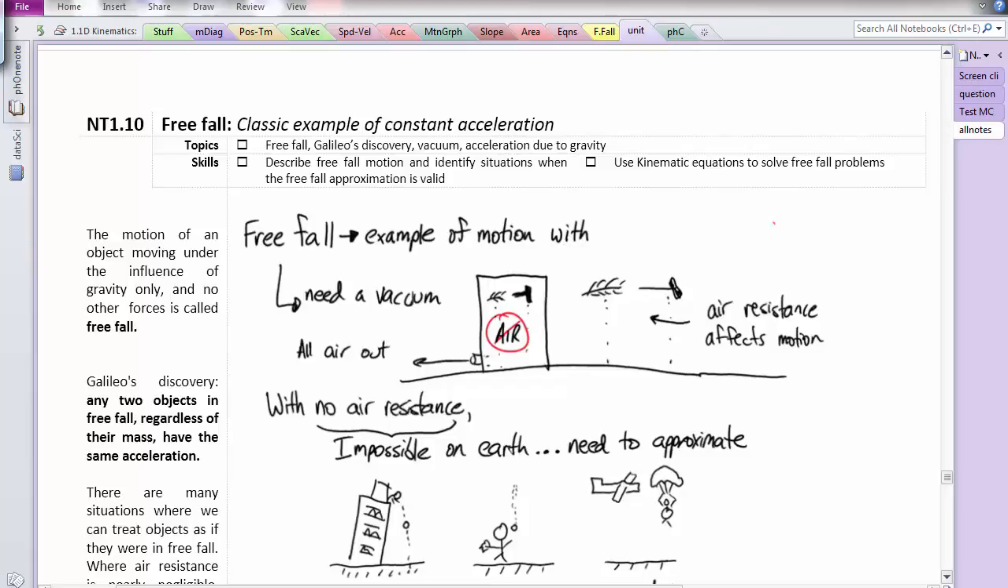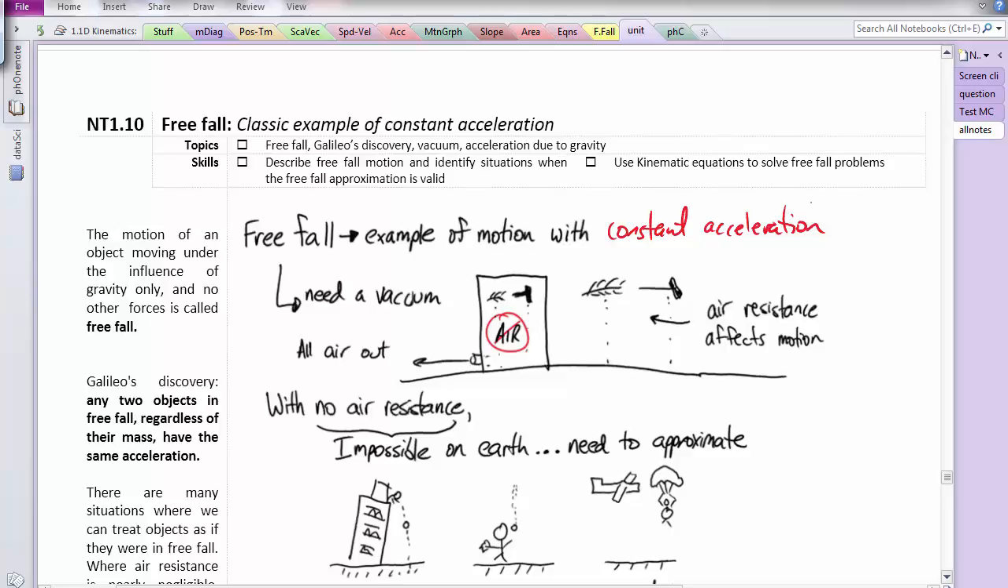So a classic example of motion that's undergoing constant acceleration is an object in free fall. Free fall is an example of motion with constant acceleration. So what is free fall? Free fall is when an object moves or is only under the influence of gravity, no other force.